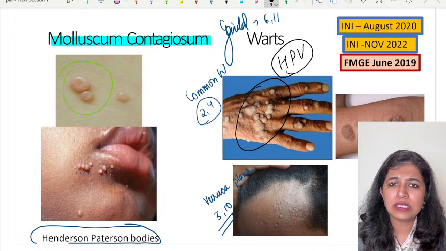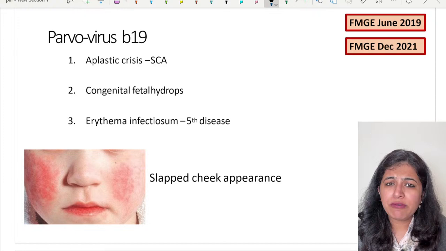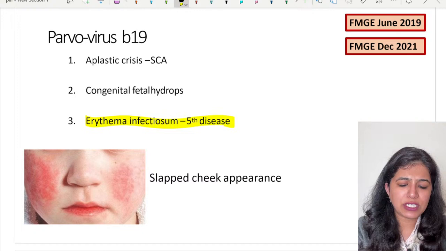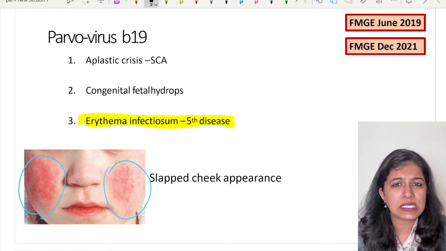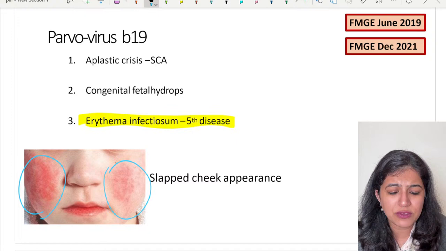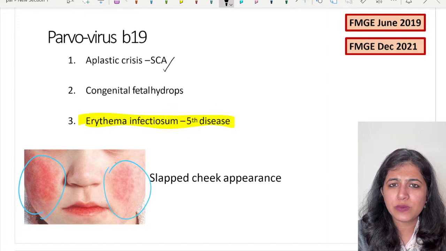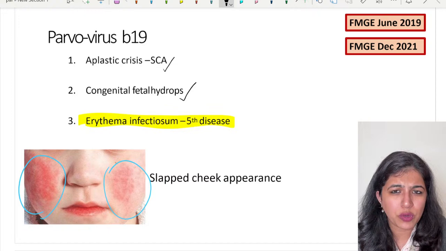Then we have parvovirus B19, which causes this disease called erythema infectiosum, or the fifth disease. This is a very important question, asked 2 times. A child with a slap on one cheek followed by a slap on the other cheek. So this is the slap cheek appearance which you get in erythema infectiosum, or the fifth disease. Other problems caused by this virus: aplastic crisis in patients with sickle cell anemia and congenital fetal hydrops. So these are the 3 important diseases caused by parvovirus B19.